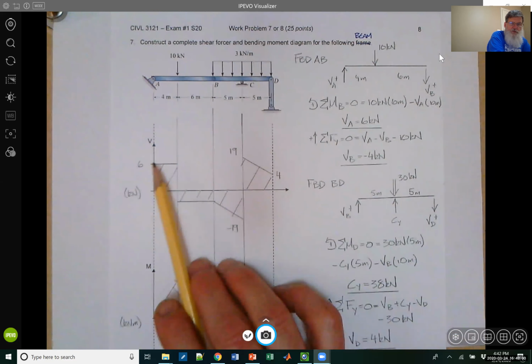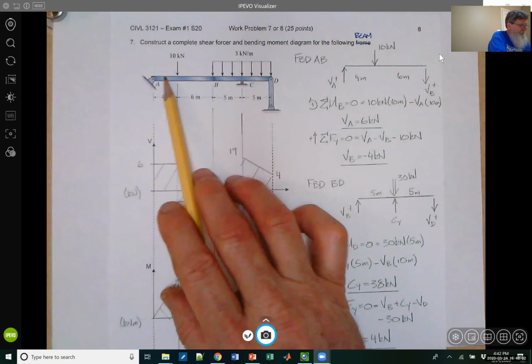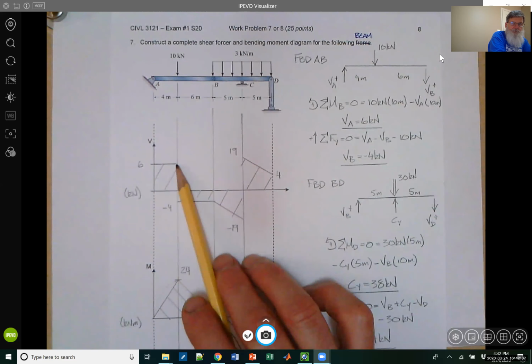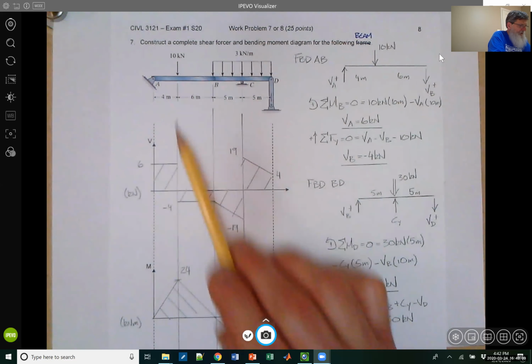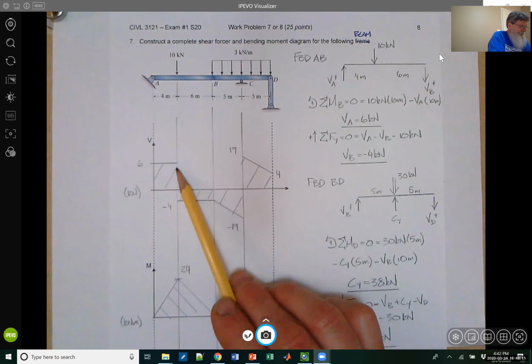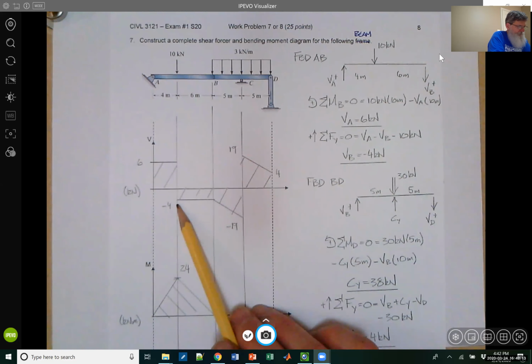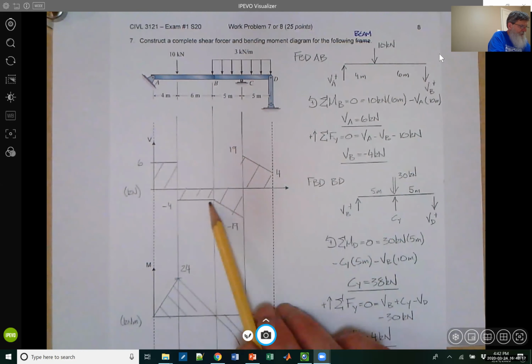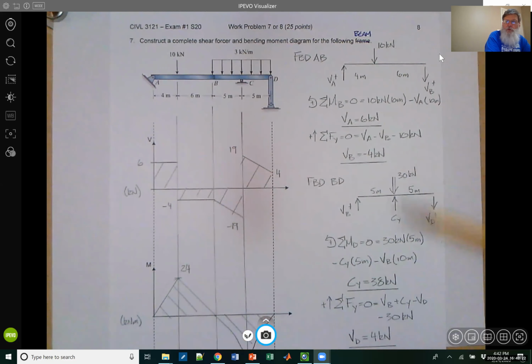So I know I'm going to start at 6. I look at the load for the first 4 meters. There's no load, so there's no change in the shear. Then I encounter a point load of 10, which changes the shear by 10, brings me down to -4. Again, no load applied over the last 6 meters, so there's no change. That brings me to a shear of -4 kilonewtons at B, and that's great. That was one of my target values.